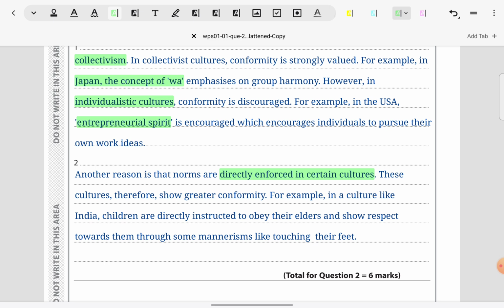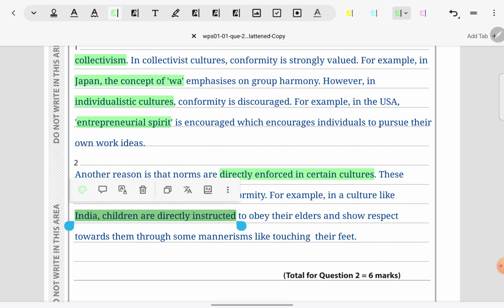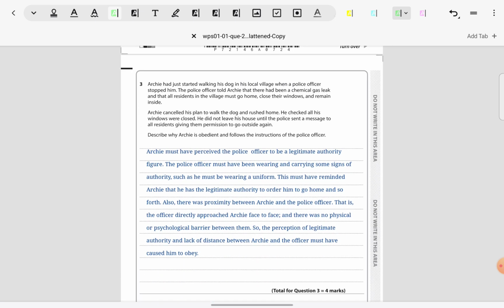And here I have taken the example of India, where children are instructed to obey their elders and show them respect in various ways, such as by touching their feet, or by never speaking in between, that is, never interrupting them or never answering them back. Any such examples can be given to illustrate how children, while being socialized in this culture, are directly instructed to follow the norms. So that is what results in conformity. Okay, let's come to the next question.